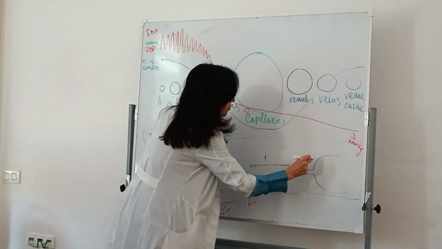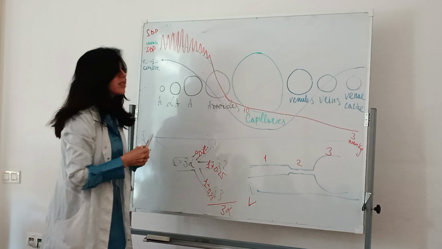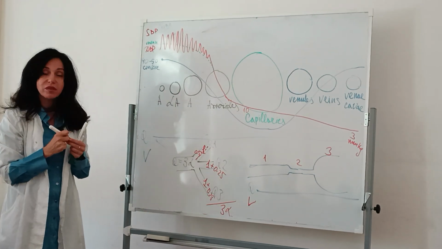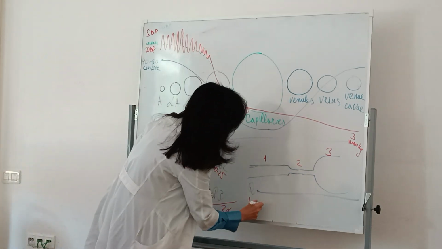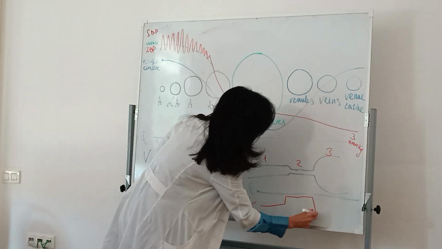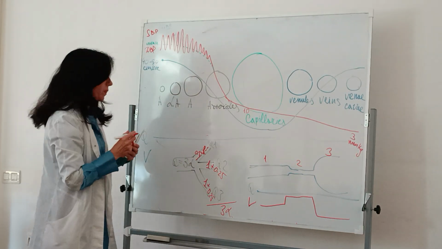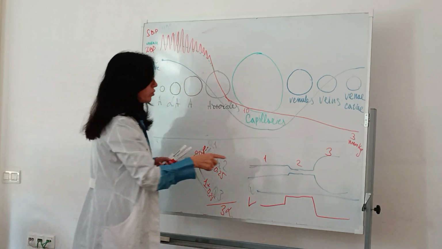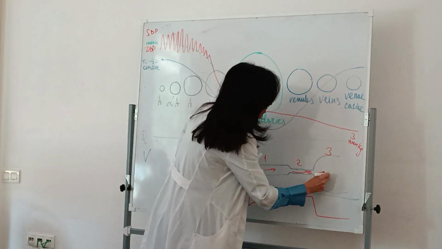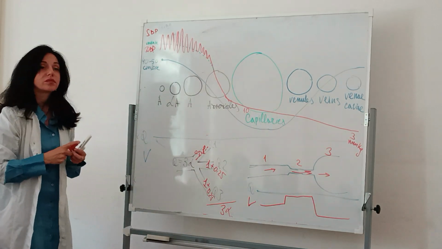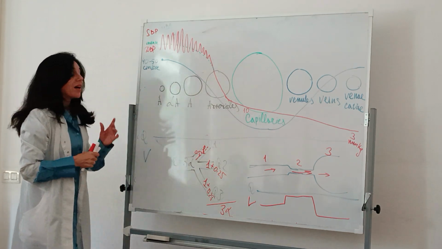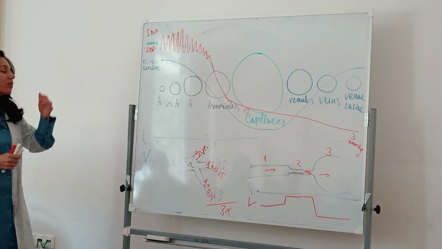1, 2, 3. What part has the highest blood flow? The second one. What part has the lowest? The third one. So it will be like this, more and less. There's higher blood flow velocity here. It's medium here. Blood pressure in the second one is highest. Yes, blood pressure high. I will explain that about blood pressure.